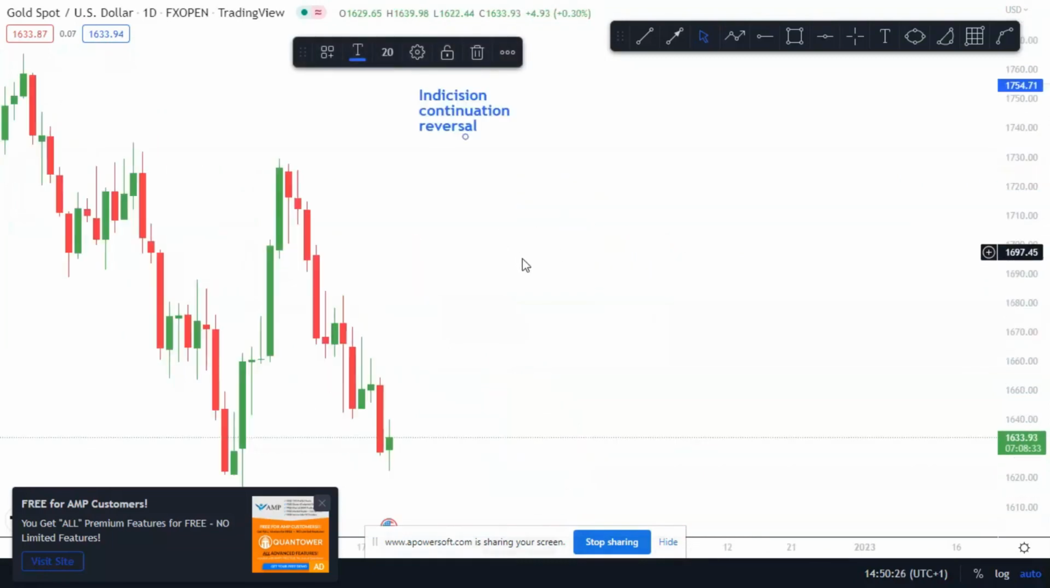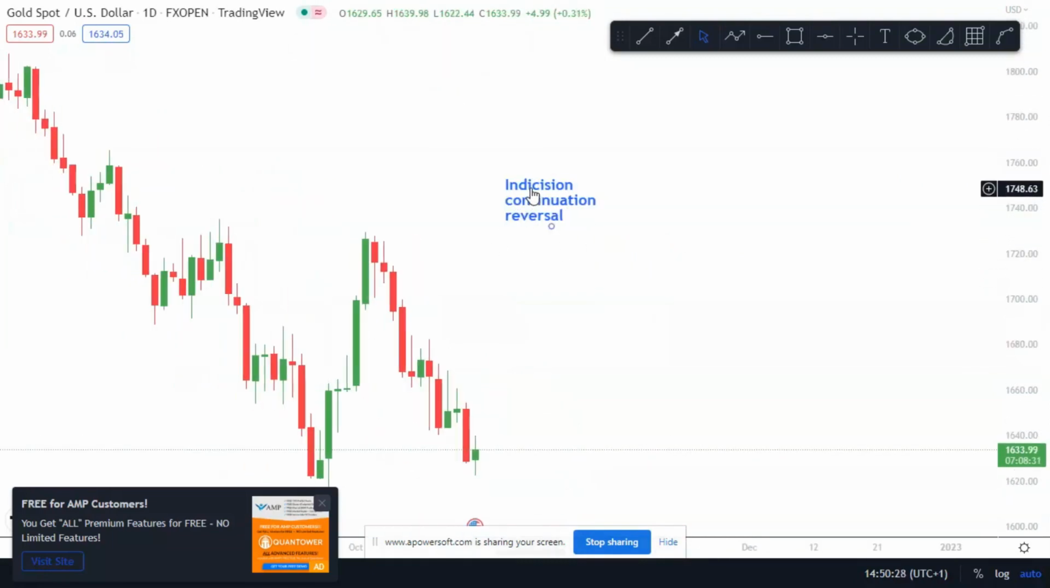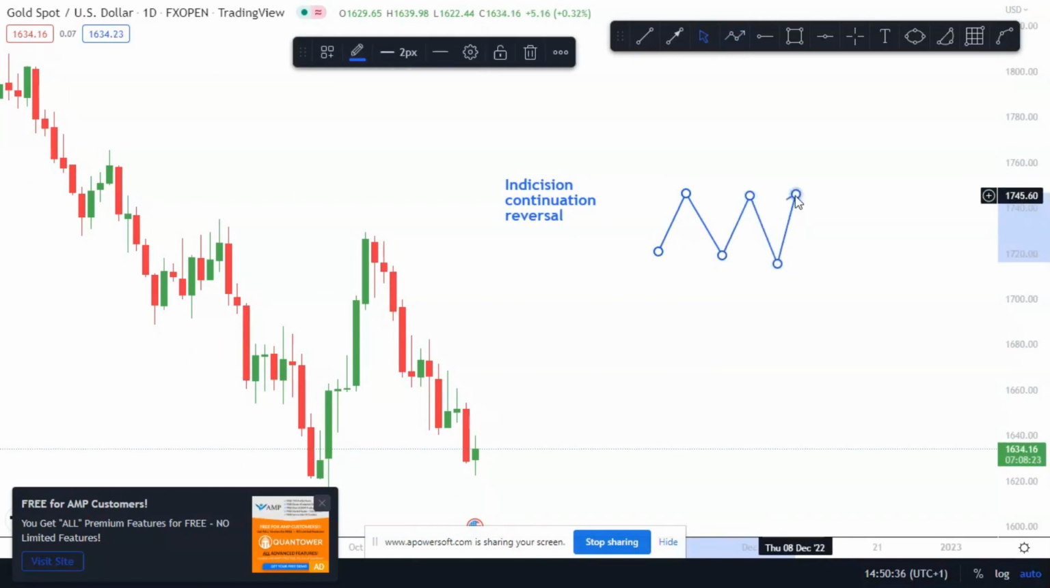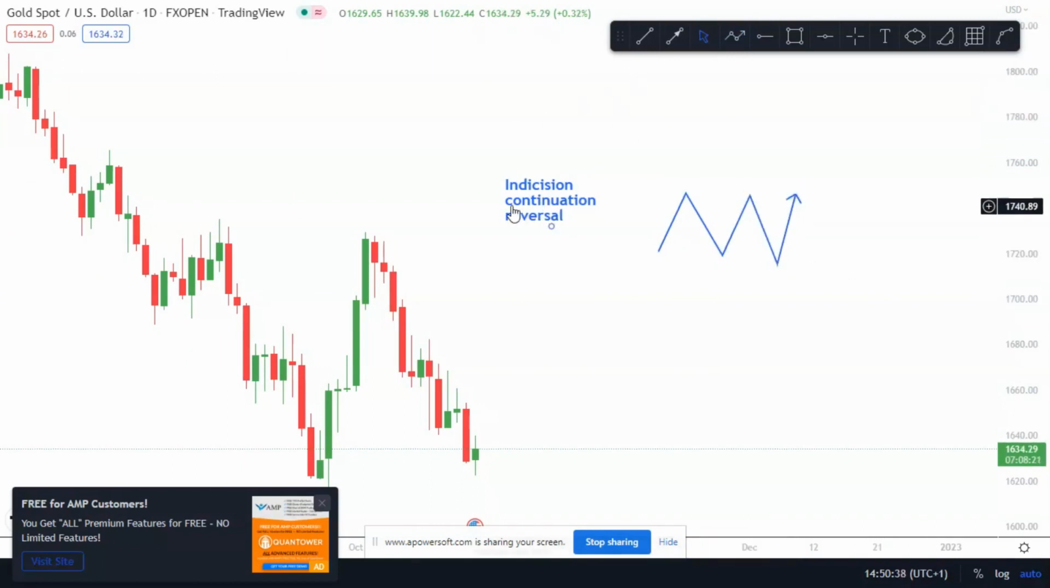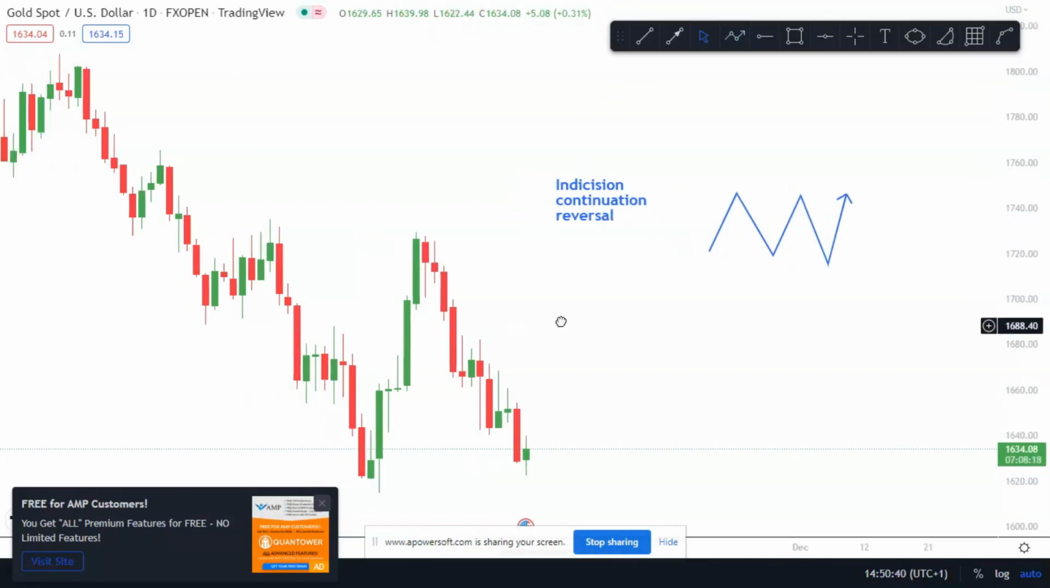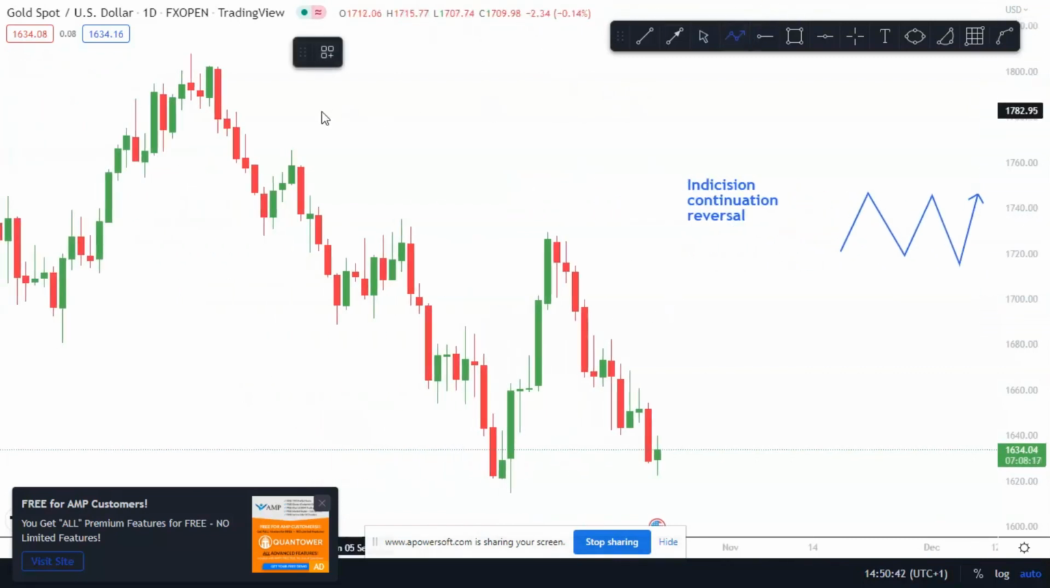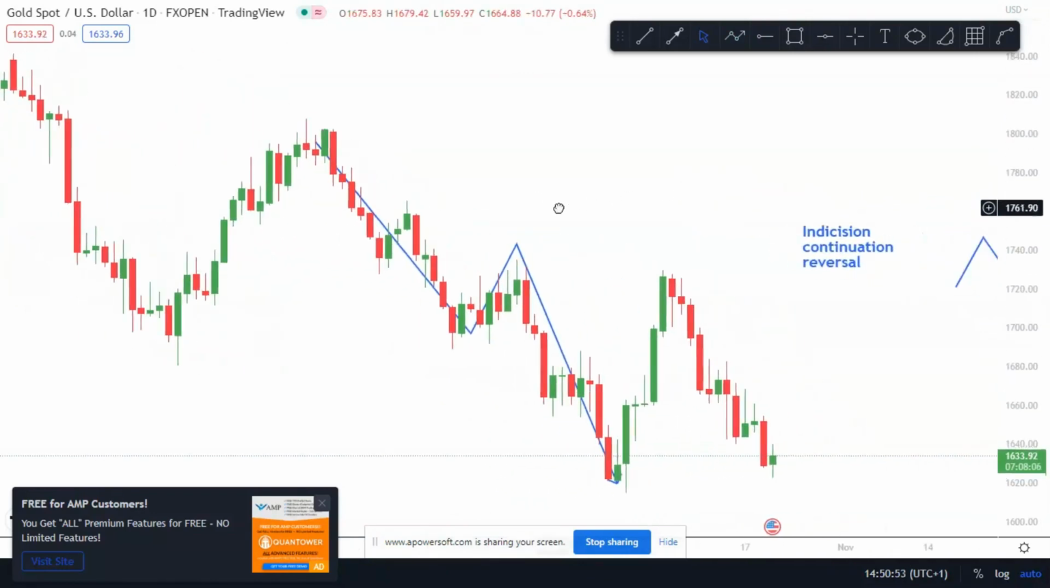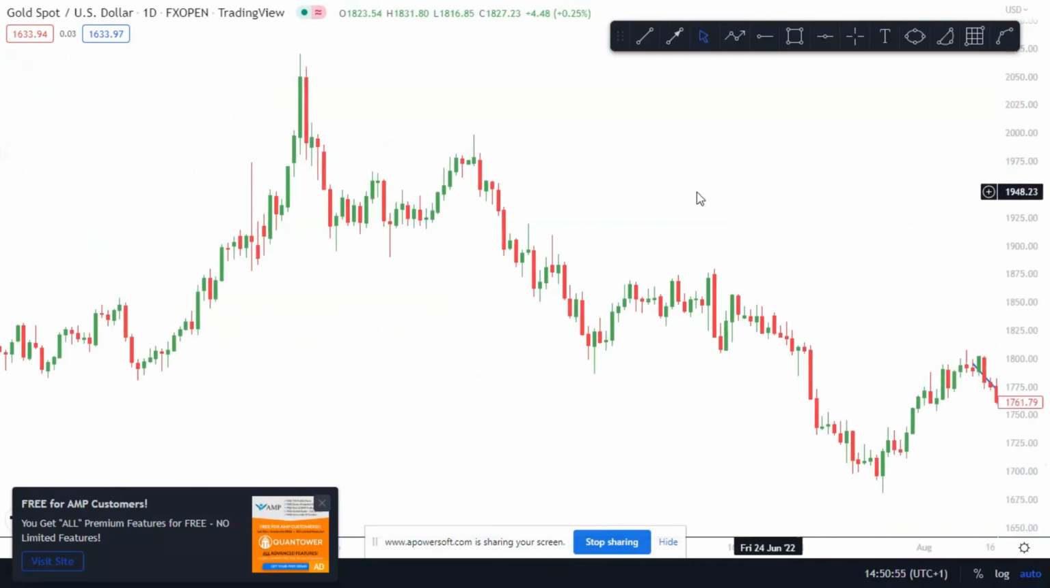So basically, for me, I look at three things. The market should either be in indecision, and those are going to be consolidations, where the market is ranging, or continuation, whereby the market comes, let's say, from up to down, and then we get a pullback, and then it comes down, or a reversal.